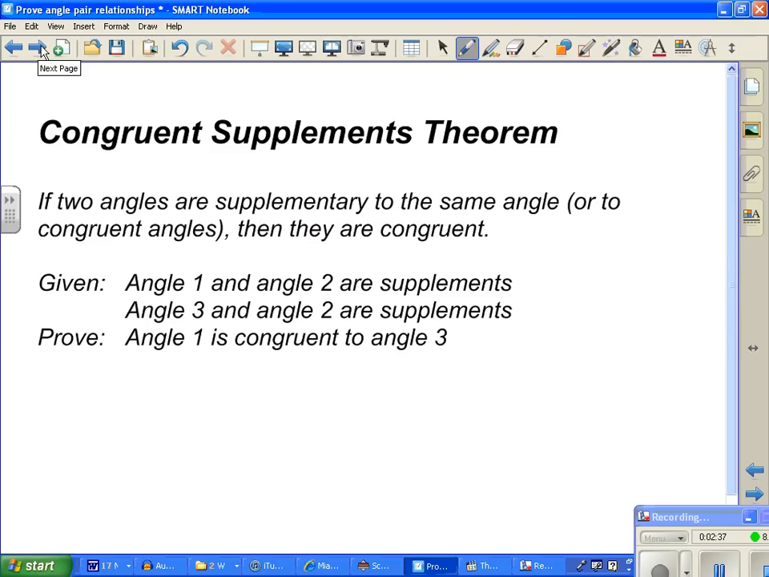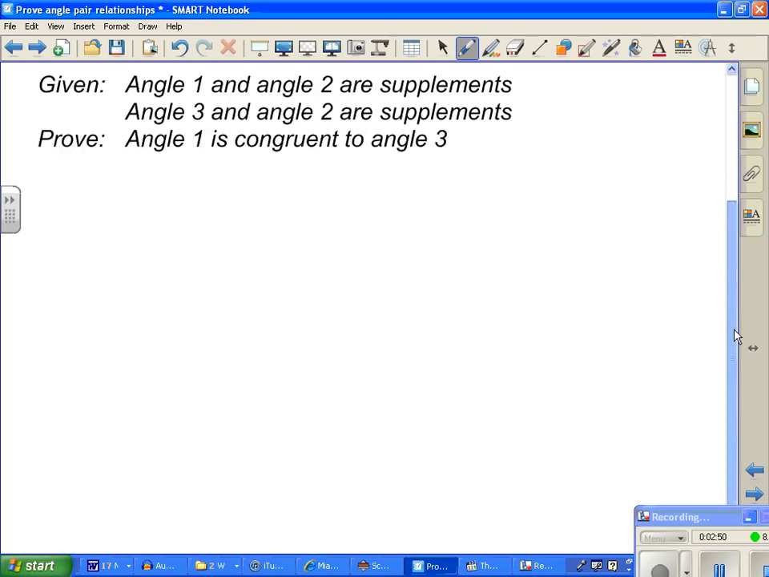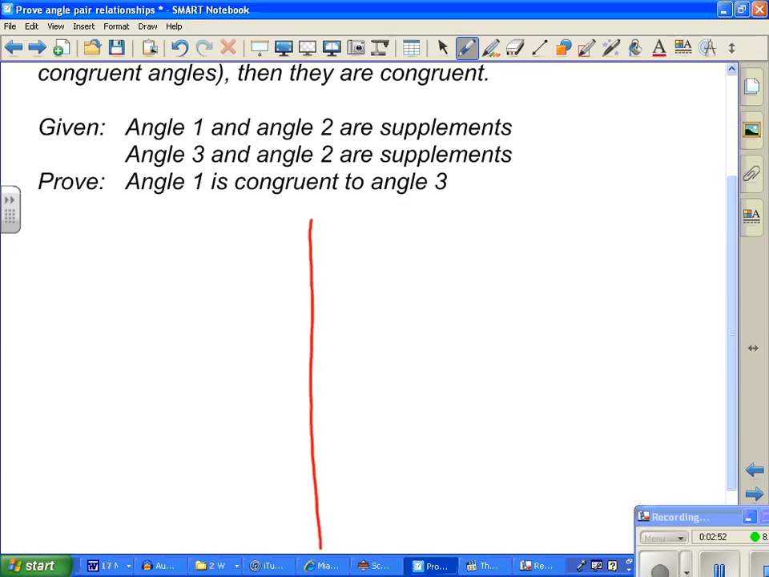Congruent supplements theorem. If two angles are supplementary to the same angle, or two congruent angles, then they are congruent. Okay, well, here we go again. Let's do another two-column proof. Statement, reason.